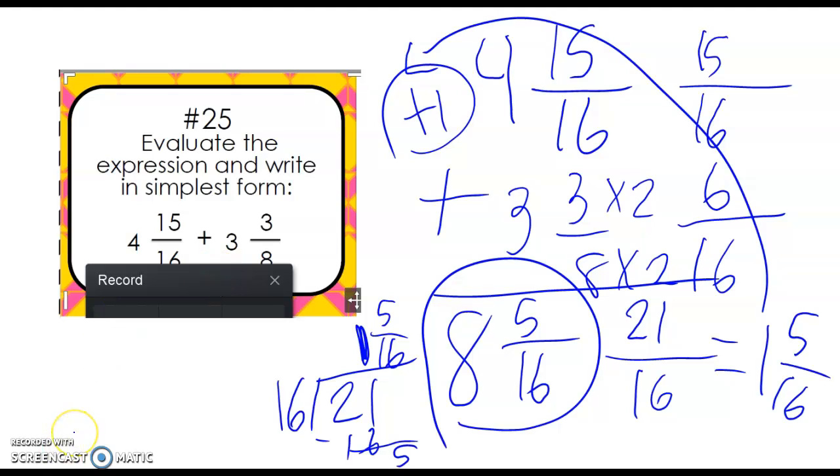So that was just a quick reminder: when you're adding mixed numbers, when you get something that's greater than 1, remember you have to turn it into a mixed number and add the whole back to the whole number side.